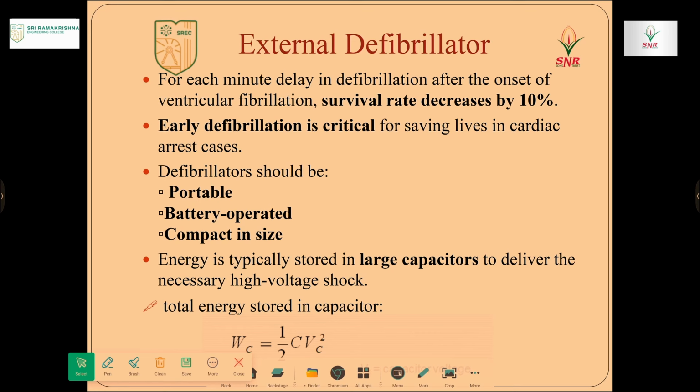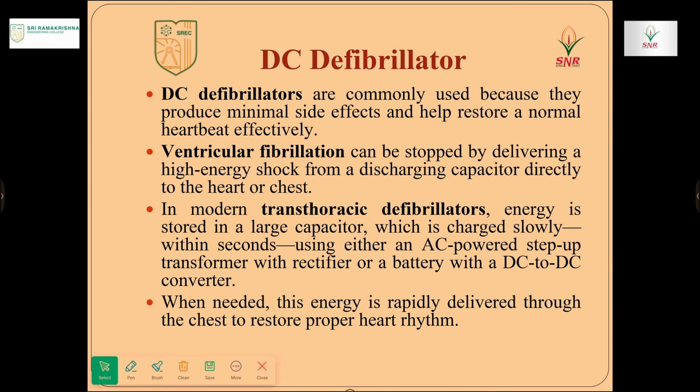The total energy we can store in the capacitor can be calculated by this formula: W equals 1 by 2 CV square. So, DC defibrillators are commonly used because they provide minimal side effects. With the help of that we can restore the normal heartbeat efficiently.